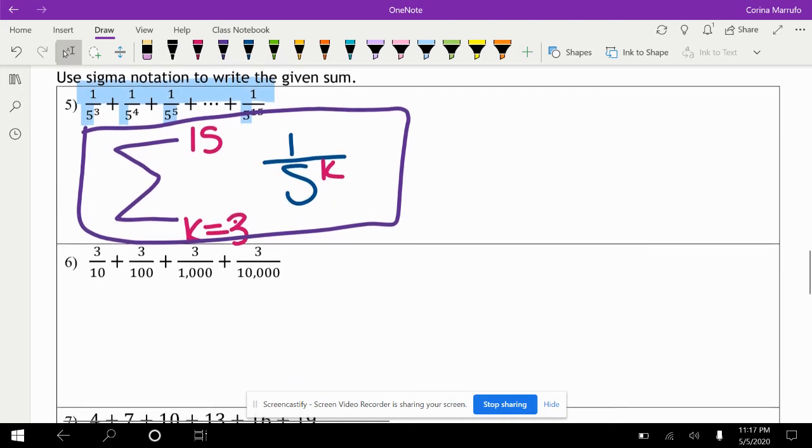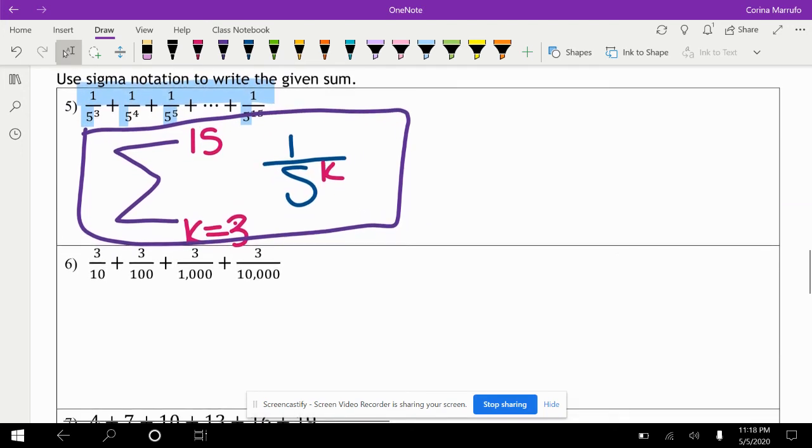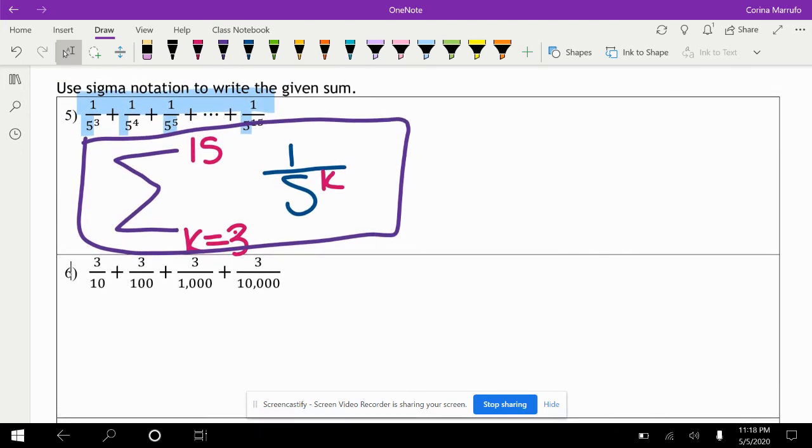Go ahead and try the next one. Here we have 3 over 10, 3 over 100, 3 over 1,000, 3 over 10,000. So this one's a little bit more difficult to see as far as what number we're starting with and what number we're ending with.